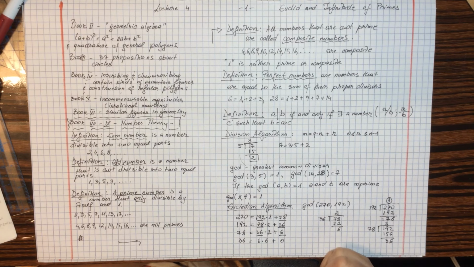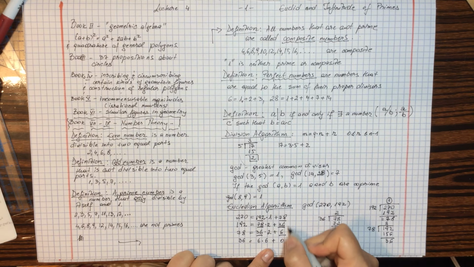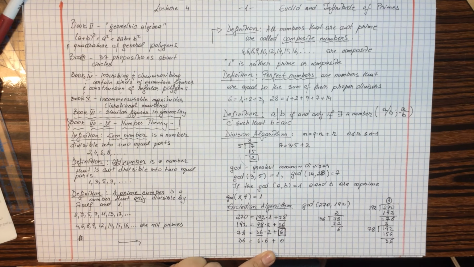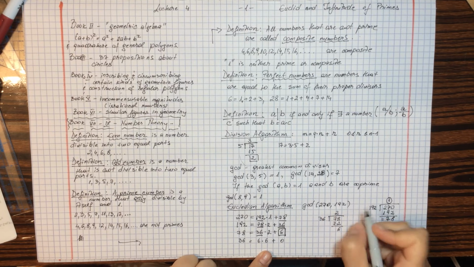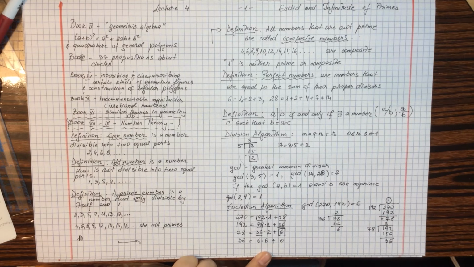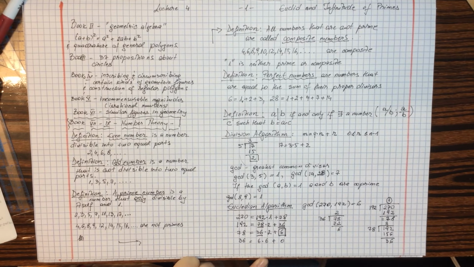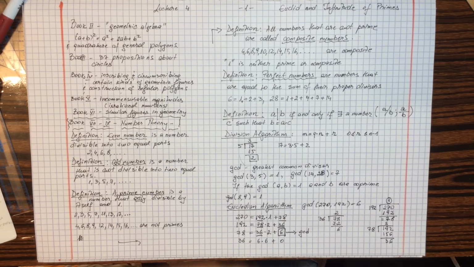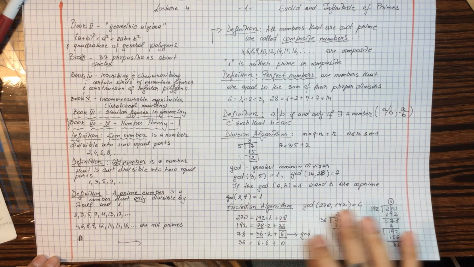So what does it tell us? In this column here, you will be looking for the last non-zero remainder. The last non-zero remainder would be the GCD of these two original numbers. So in this case it is 6. This is the GCD.